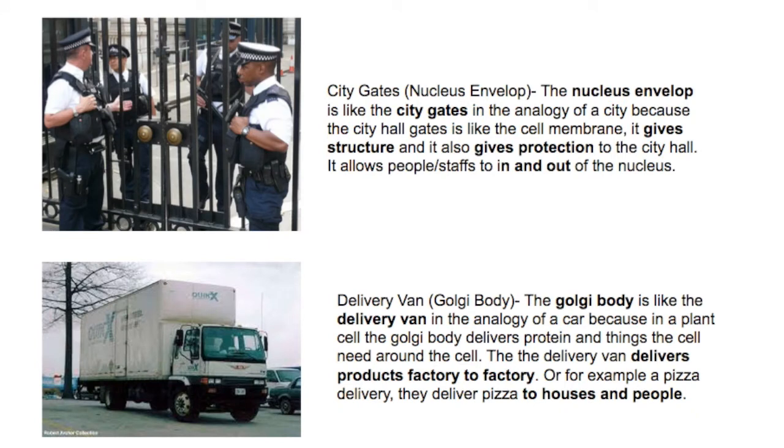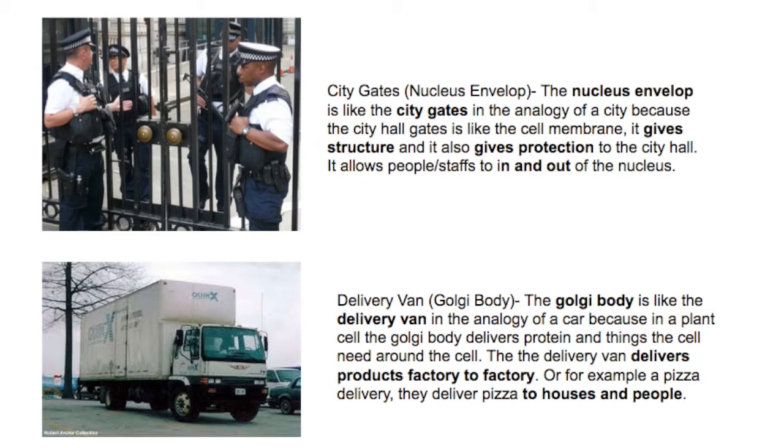Outside the city hall, there are the city gates, which represent the nuclear envelope. The city gates are similar to the cell membrane. It protects the city hall and controls and supervises what goes in and out of the city hall.